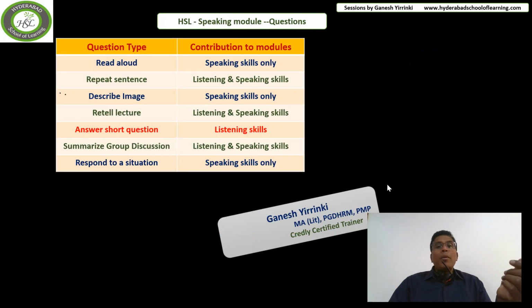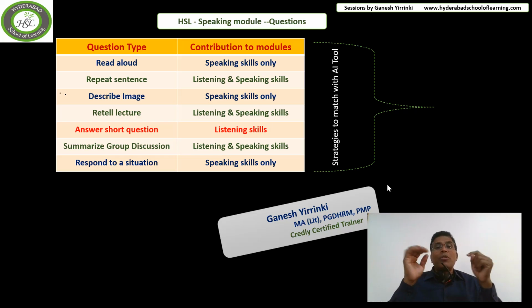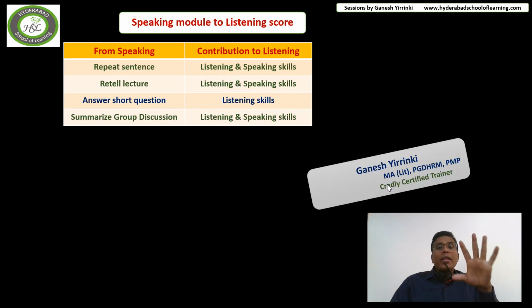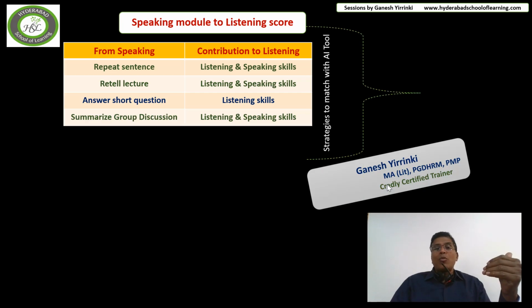And among these 7 question types, 6 questions contribute to your 90 in speaking module. One question doesn't contribute, that is answer short question doesn't contribute to speaking module at all. And there are 4 questions in speaking module. Those are repeat sentence, retell lecture, answer short question, summarize group discussion. These 4 questions can contribute to listening score also, maybe approximately around 25 points plus you will get from speaking to listening score.